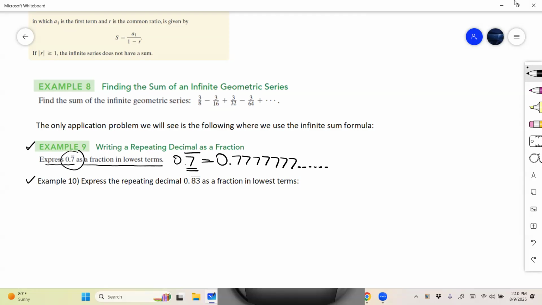This is in your book. So this is going to be 7/10, right? The first 0.7 plus the next digit right here would be, and I'm going to write it here, 0.07 over 100, right? 1 and 2 zeros.